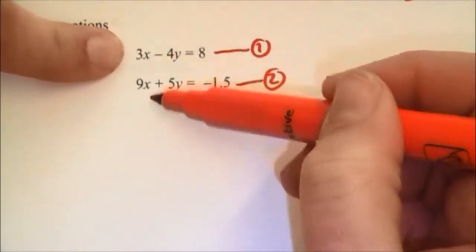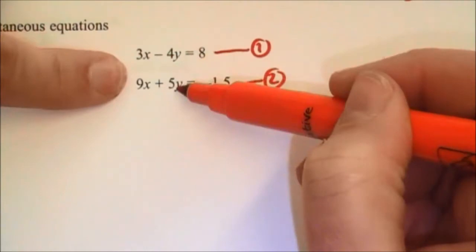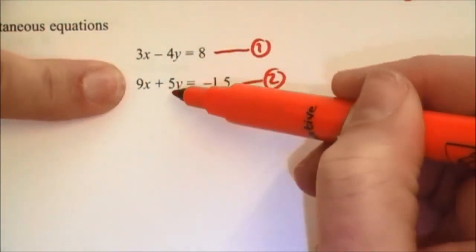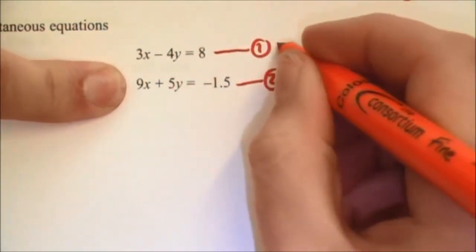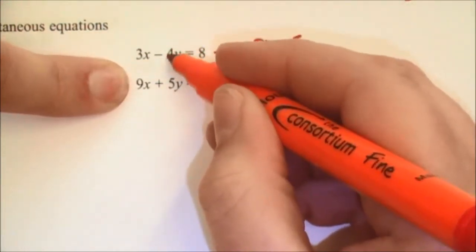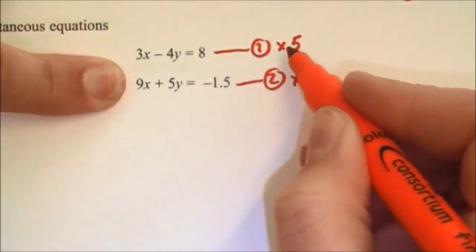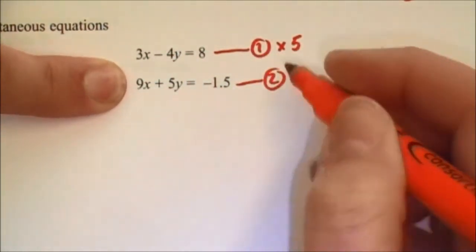Now it is easy in this case to get the x ones to balance out, but I'm just going to stick to my process and work on the y's, because whatever the coefficient of that y is, you multiply the top one by it, and whatever the coefficient of that y, you multiply the bottom one by it. So I'm going to times everything up here by 5 and everything down here by 4.